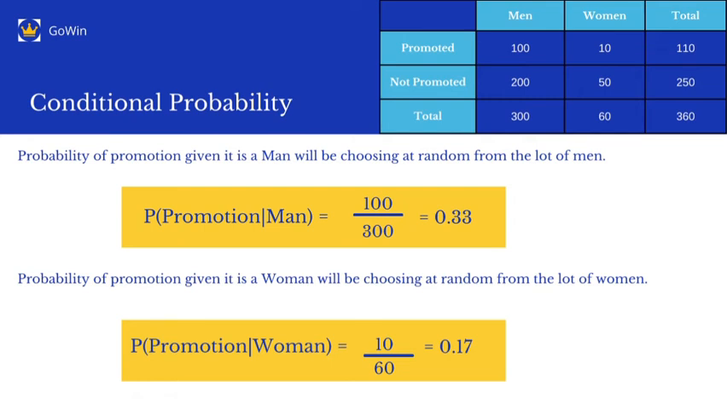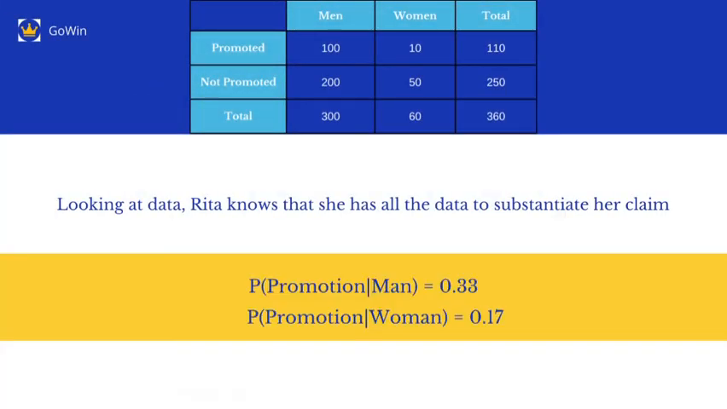This is called conditional probability, where there is a condition before calculating. In this case, it is given that it is a man. Similarly, conditional probability for women is also calculated. Looking at the data, Rita knows that she has all the data to substantiate her claim.